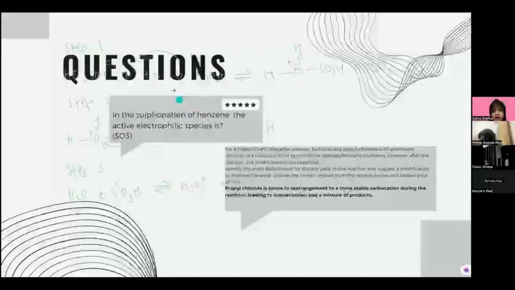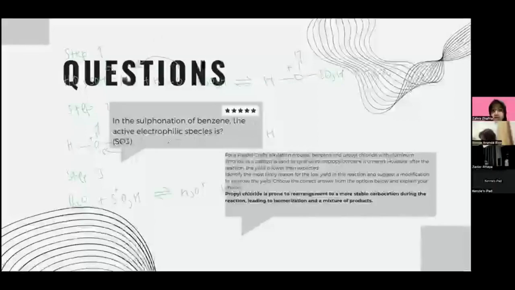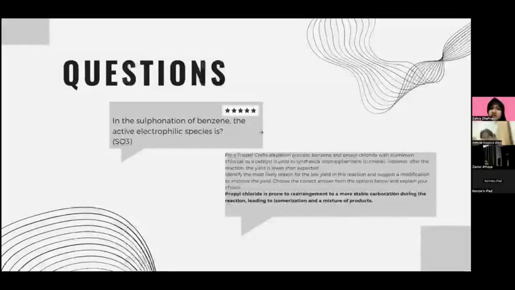The second question is about a Friedel-Crafts alkylation process, in which benzene and propyl chloride with aluminum chloride as a catalyst are used to synthesize isopropylbenzene. However, after the reaction, the yield is lower than expected. Identify the most likely reason for the low yield in this reaction and suggest a modification to improve the yield.